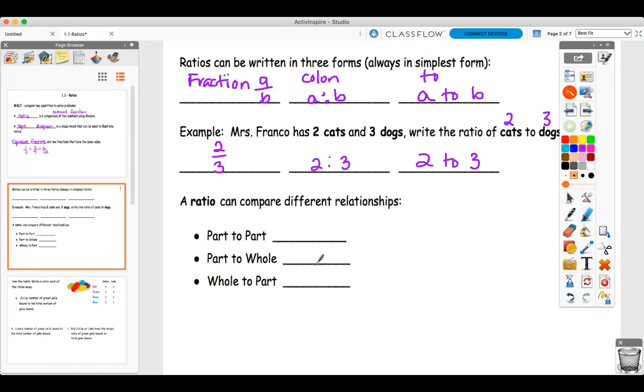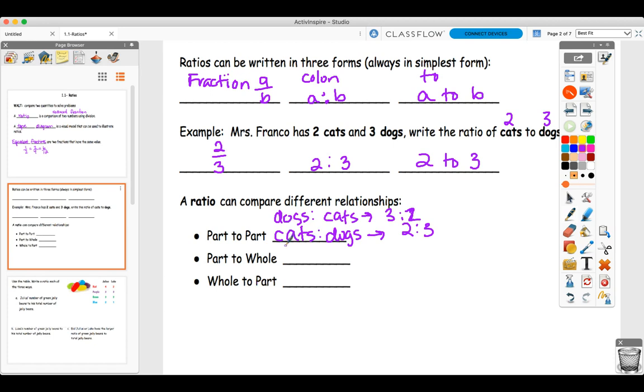A ratio can compare different relationships, like part to part. So let's use this example up here to help with this. Part to part here is cats to dogs, which we already have the answer to, and I'm writing it as a colon, 2:3. It could also be dogs to cats, which is 3 to 2.